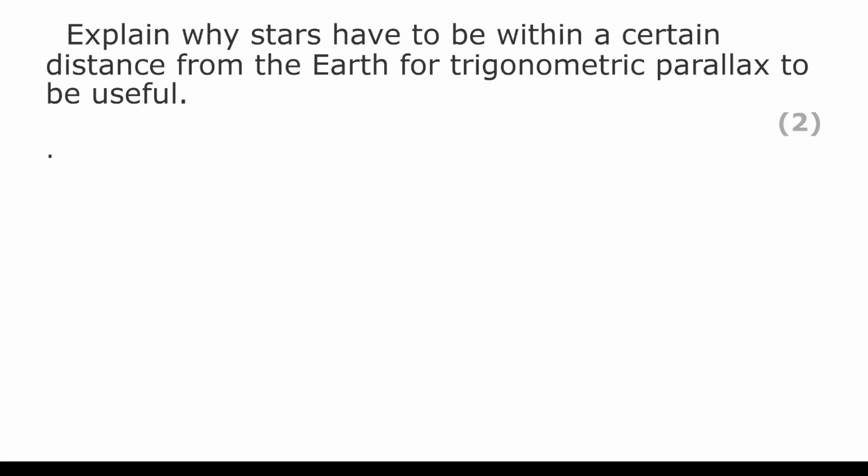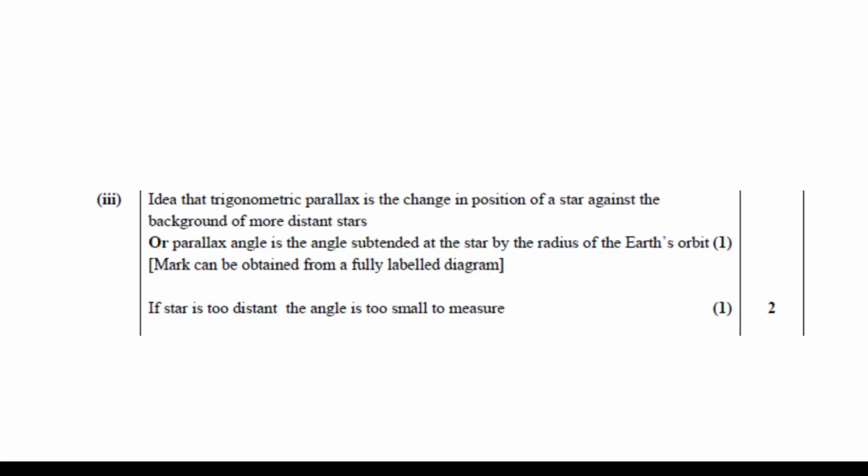Okay, so what happens to the parallax angle if the star is too far away? So what is parallax? It's the angle which is measured with respect to the position of the star. It reduces when the distance increases. It is the angle subtended by the star at the radius of the Earth's orbit, or you can just write it is a change in position of the star. So you're defining parallax, or you're measuring the parallax angle. If the star is too far away, the angle measured is too small. That's it. That's your parallax.